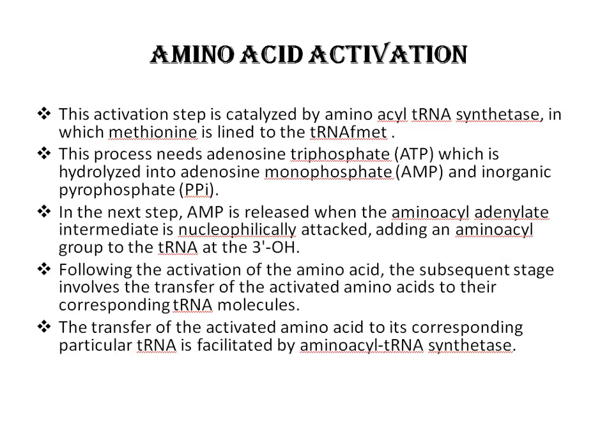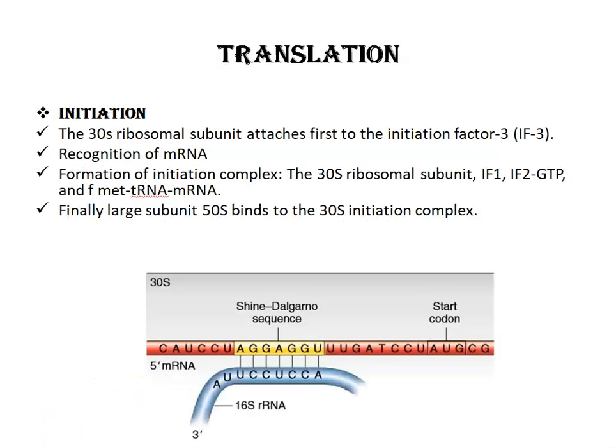The translation process actually consists of 3 stages, as I already told you. So this was the crucial preparatory stage, amino acid activation. Then the process of translation starts and consists of 3 stages: initiation, elongation, and termination. So in initiation, that is the first step.